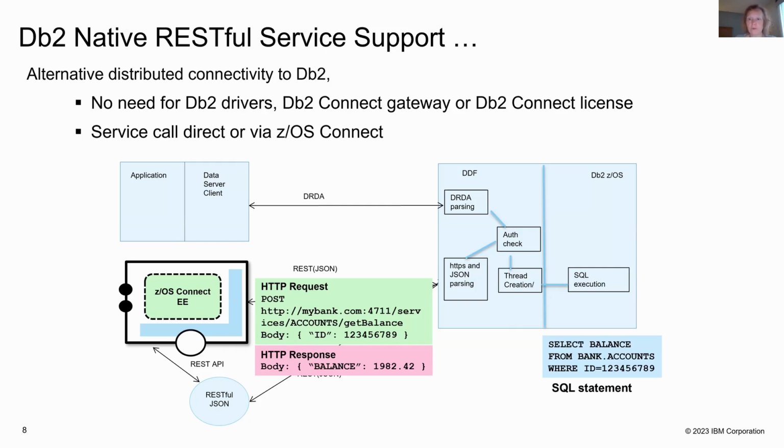And then as an input, you just get an HTTP or HTTPS request with the IP address of DDF and the service name, and in the JSON payload is the input to the SQL statement. In this example, it is like this ID with a value of 1, 2, 3, 4, and so on. And then the response is coming back as an HTTPS response package to the application.